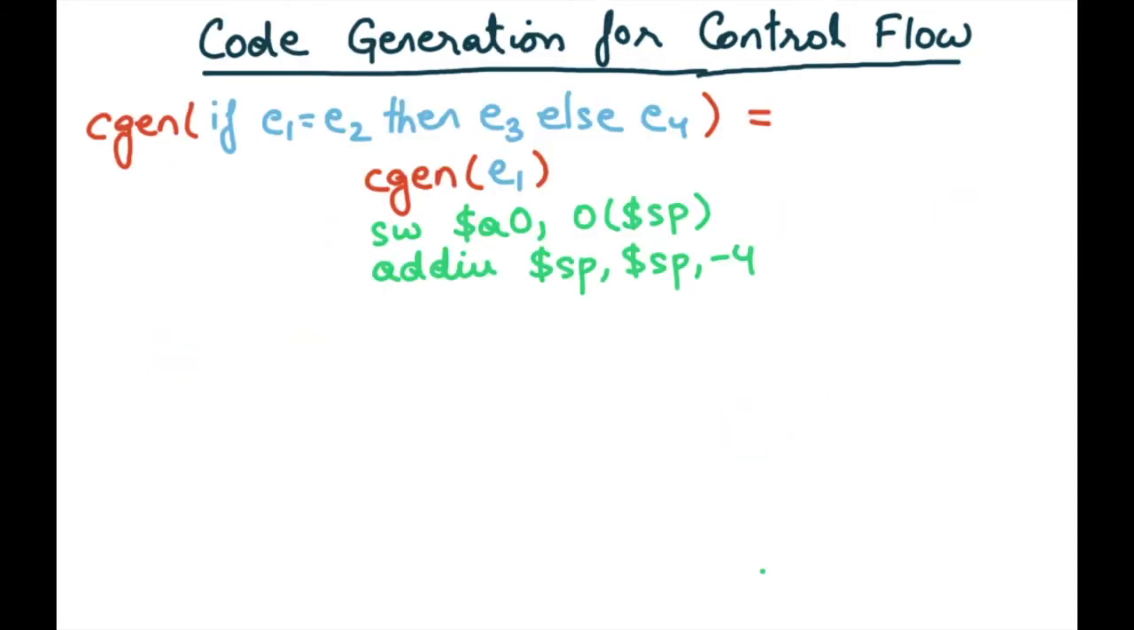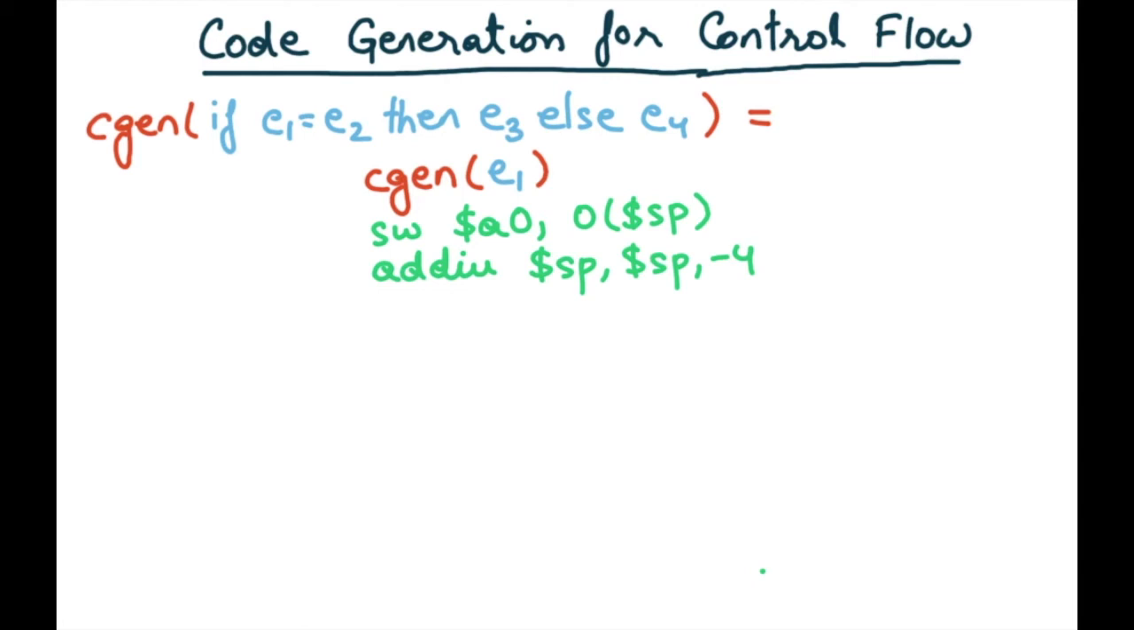So if I wanted to generate code for if E1 equals E2, then E3, else E4, what do I need to do? Well, the first thing I need to do is evaluate this particular expression E1 equals E2, right? And only after I get the result will I be able to make a decision whether to go to E3 or E4. So I first generate the code for E1.